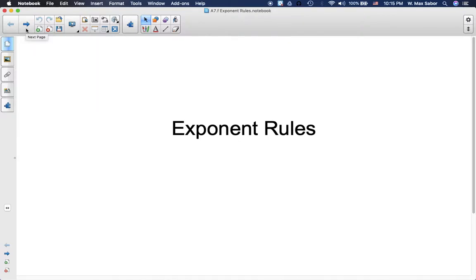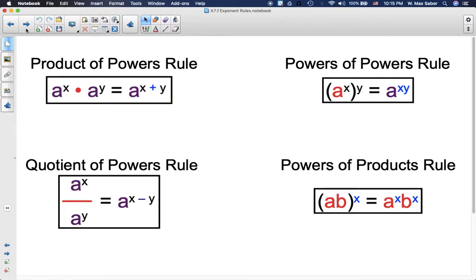So, a review of the exponent rules we've had. The product of powers rule says that if we're multiplying, we can add the exponents if they have the same base. The quotient of powers, again, if they have the same base, and dividing, we can subtract. These two require that you have the same base.